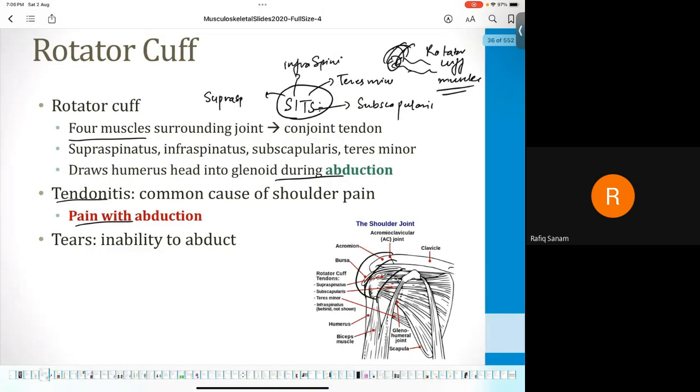What are your rotator cuff muscles? Whenever you are abducting your arm, they are going to hold the head of your humerus into the glenoid fossa. They lead to stability of your shoulder. In other words, what are going to be the muscles? The mnemonic for that is SITS: S for supraspinatus, infraspinatus, subscapularis, and teres minor, right?